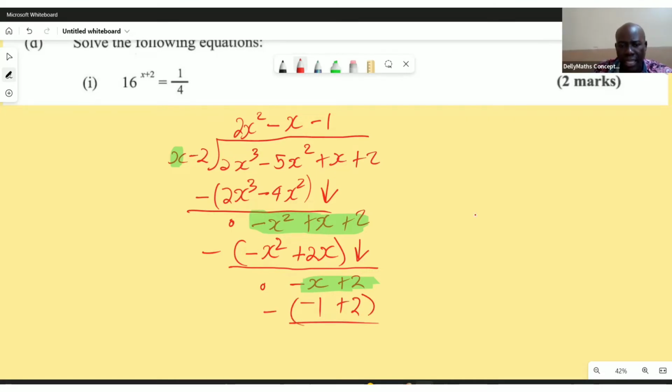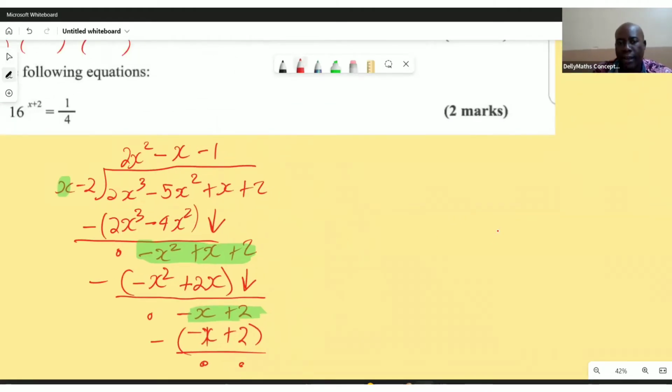So let us see what's going on here. Good. All right, so we have negative x minus negative x, and that is a 0. 2 minus 2, that is a 0. So definitely we see that the remainder is a 0, which means that the quotient is 2x squared minus x minus 1. Now, to get the other factors, we're going to be factorizing this ordinarily. So it is 2x squared minus x minus 1.